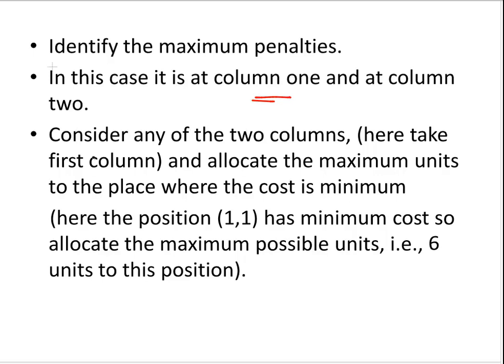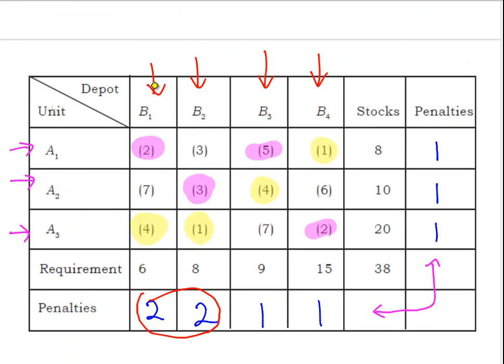We're going to pick the first column and allocate, this is important now, allocate the maximum units to the place where the cost is minimum. Okay, so let's go back up here. What are we going to do? So we're going to use the first column here. And where is the cost the minimum? Let's just take out the highlighting there for a second. So it's this column here.